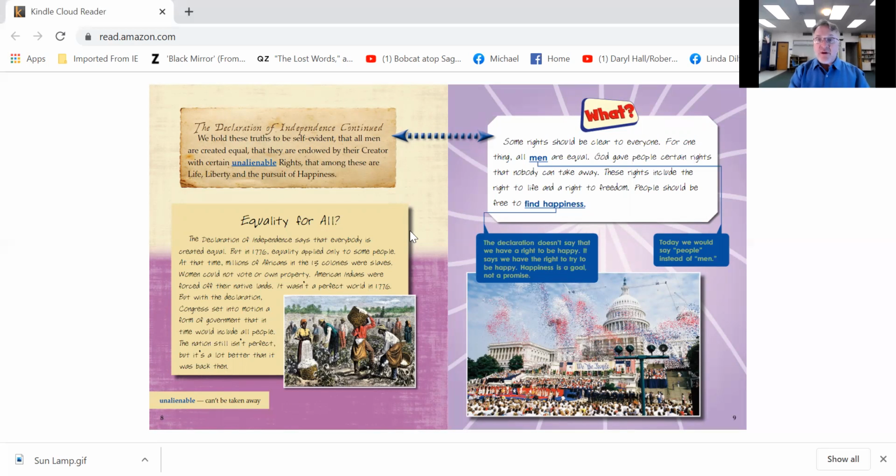Unalienable means can't be taken away. Some rights should be clear to everyone. For one thing, all men are created equal. Today, that would say people. God gave people certain rights that nobody can take away. These rights include the right to life and a right to freedom, and people should be free to find happiness. The government doesn't guarantee happiness, but the Declaration says you deserve every opportunity to pursue what makes your life happy, what makes you feel like you've succeeded in your personal life.